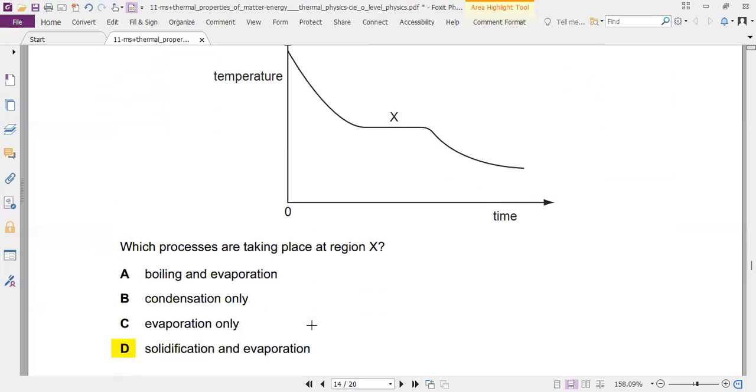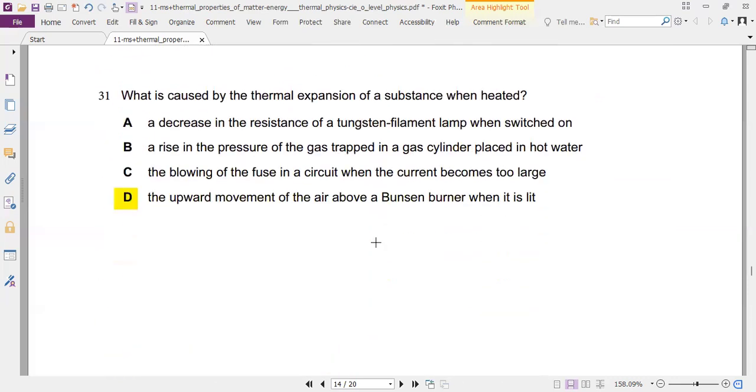Process of solidification and evaporation. So when it is thermal expansion of a solid, of a substance, it is air that is expanding above a Bunsen burner. Why these are wrong? Decrease in the resistance is not expansion. Rise in pressure is not expansion. Blowing of a fuse is melting. It's not expansion.